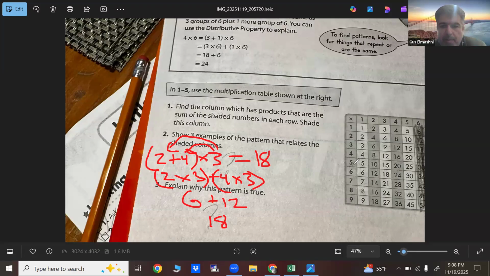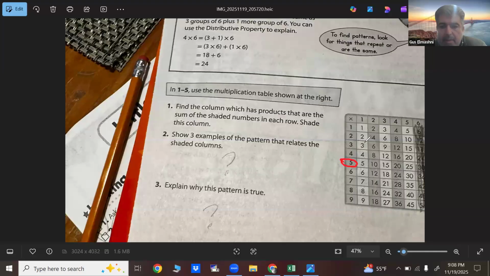Let's try again for another row. Let's look at row 5. You have 5 and 2, that gets you 10. 5 and 4 gets you 20. So if you add up the 2 and 4 again, 2 plus 4 times 5.